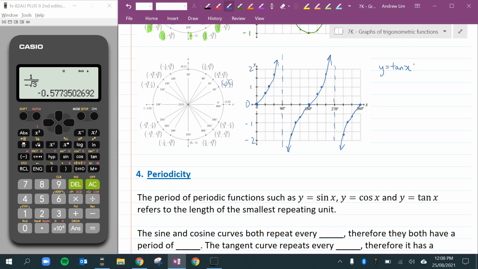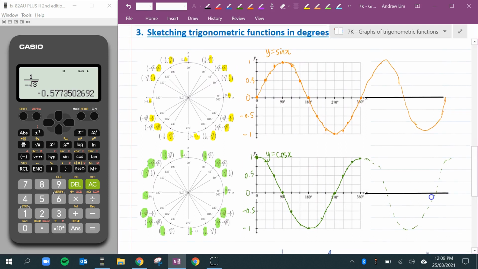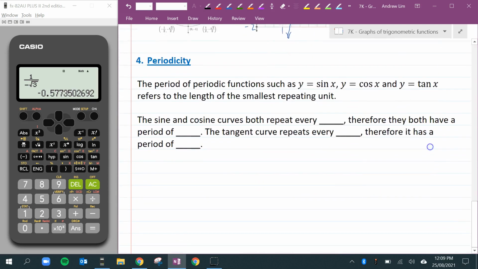Now again, this will continue to look exactly the same if we just kept going. If I were to draw another line from here, just brought that down here, good enough. It's going to keep going, and then there's going to be another asymptote, and it's going to keep going, and another asymptote. It's just going to keep repeating itself over and over again. So now we know how to graph the sine, cosine, and tangent curves. Let's have a look at periodicity.